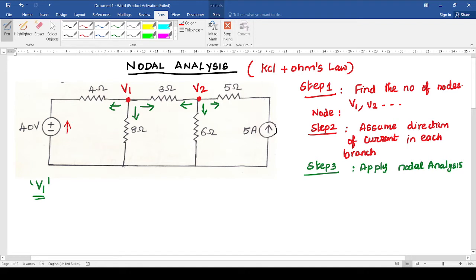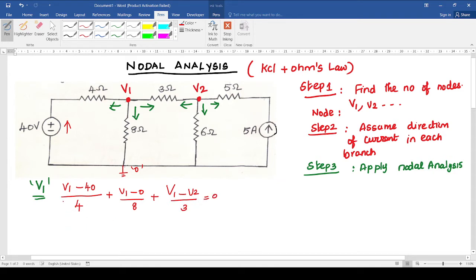Compare both the currents. Both are opposing each other. How to write the equation? V1 minus 40 divided by what resistance? 4 ohm, plus V1, here this is the ground terminal, 0 voltage, so V1 minus 0 by 8, plus, with respect to V1 we can write the equation, so V2 is considered negative. So V1 minus V2 divided by 3 equal to 0.